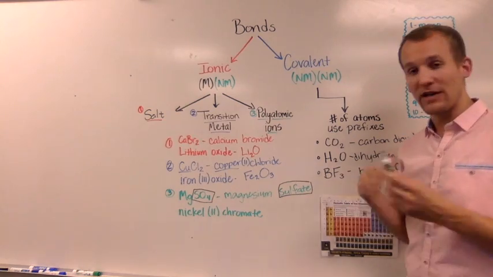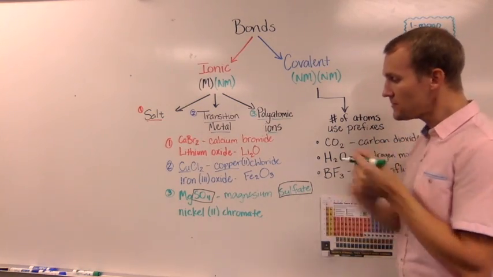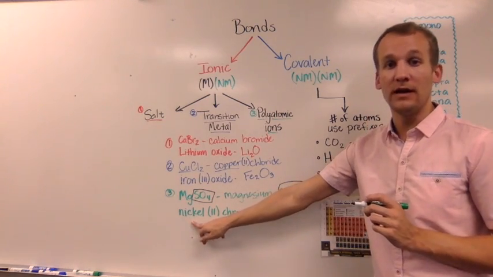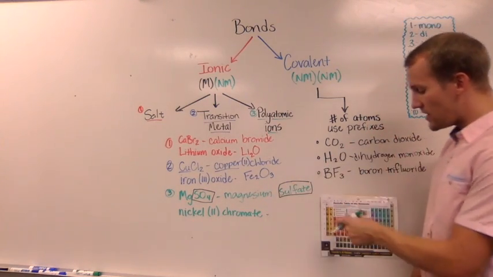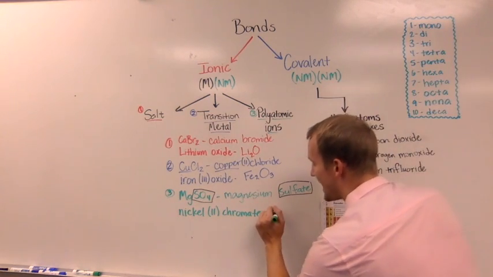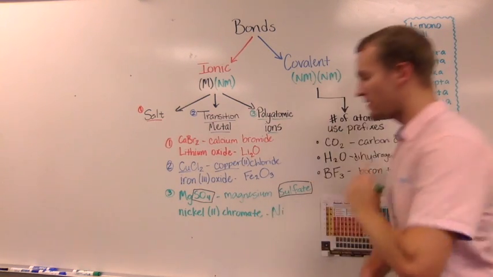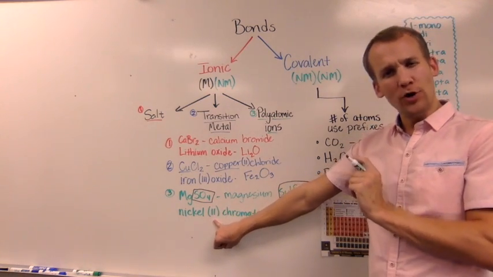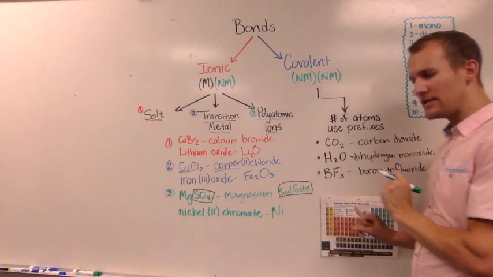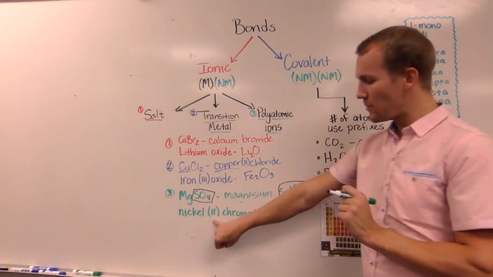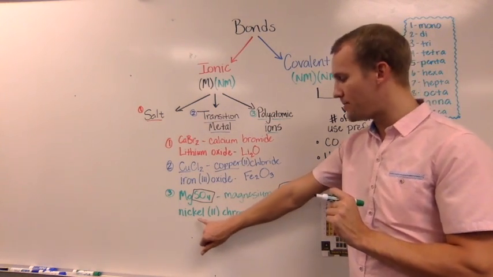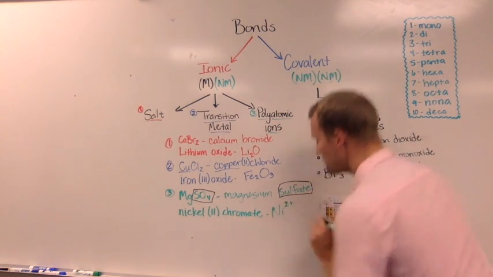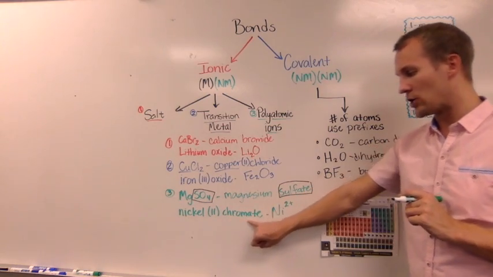See if we can do it in reverse. So here again, we have this metal, nickel. The symbol on the periodic table is Ni. And we have a Roman numeral here, so it's a transition metal. That means we know that the charge of nickel is going to be +2. And then we have this guy here, chromate.